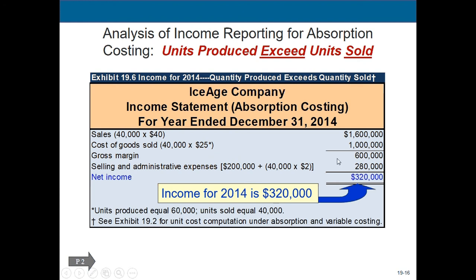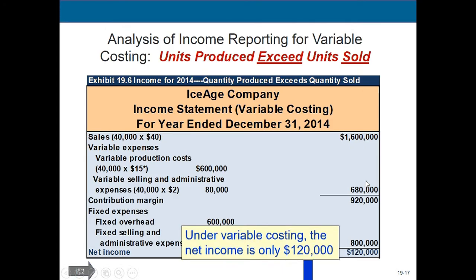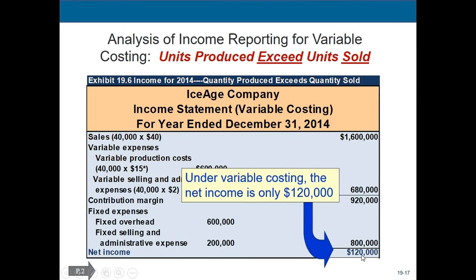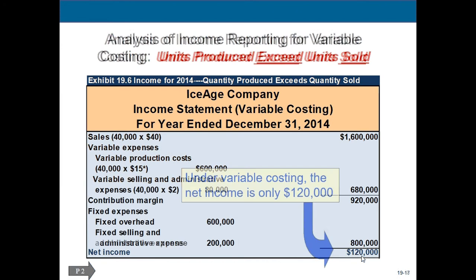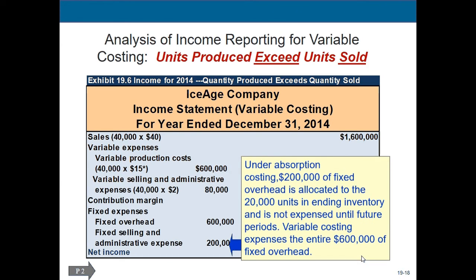Gross margin is 600,000, and our selling and administrative expenses are 280,000. Our net income is 320,000. Wow, that's a little bit crazy, because if you recall, under the variable costing, it was only 120,000, right? So let's see if we can see what happens.